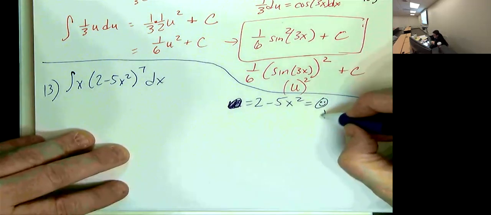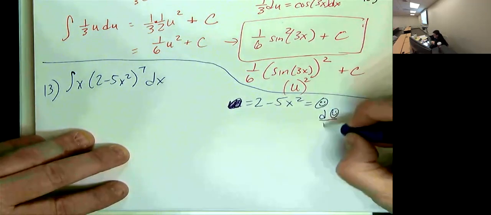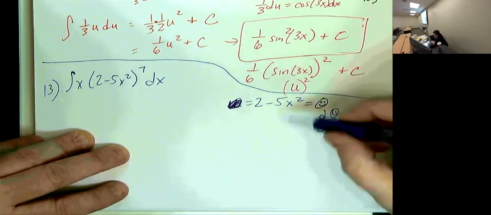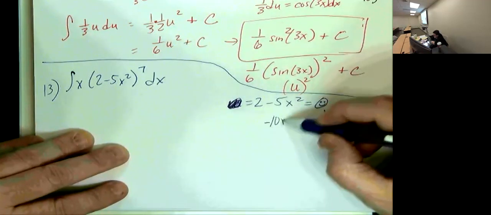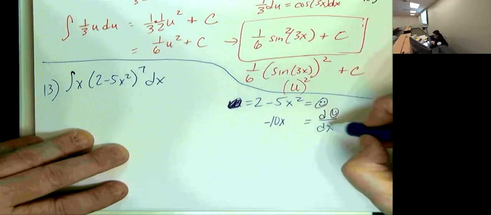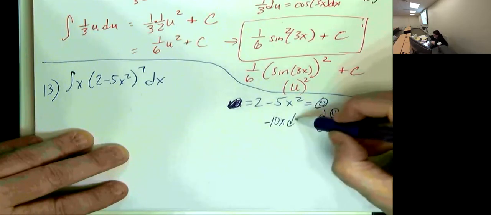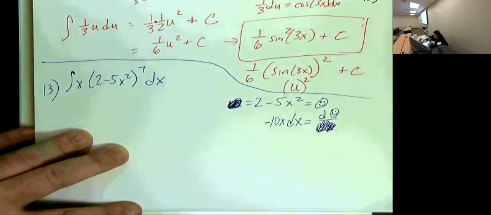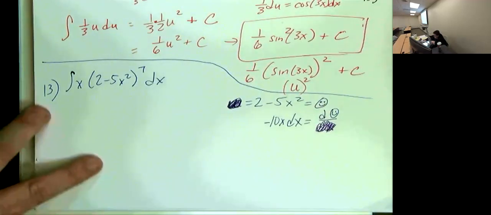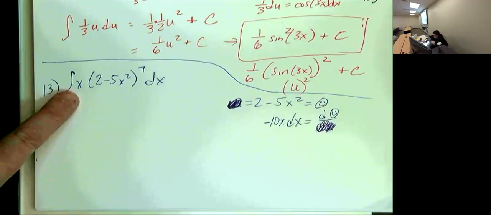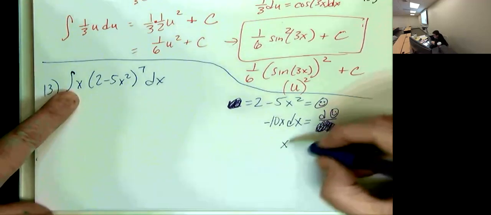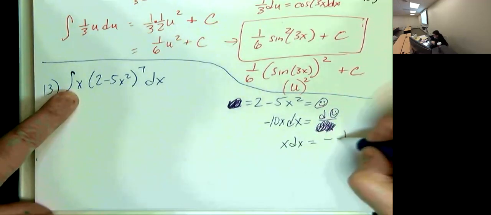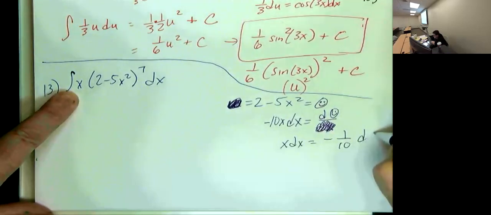So d smiley face dx is negative 10x. I'm going to just say d smiley face. That's the right way to do this. Differentials. And I've got the x, but I don't have the negative 10. So I'm going to write x dx equals negative 1/10 d smiley face.